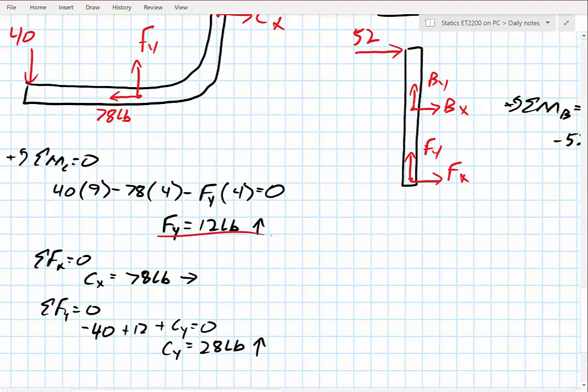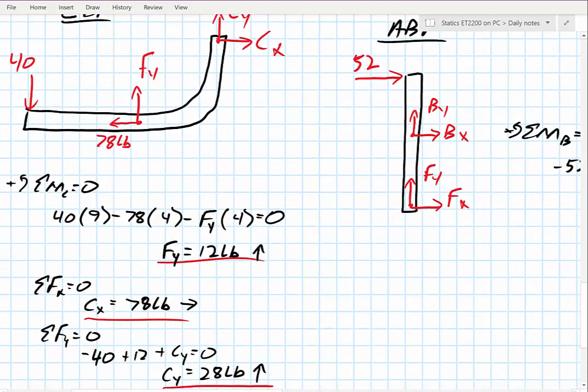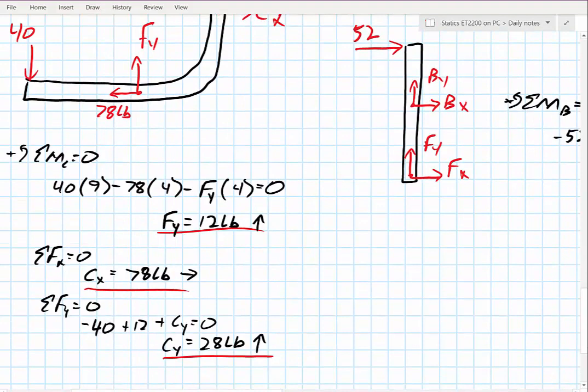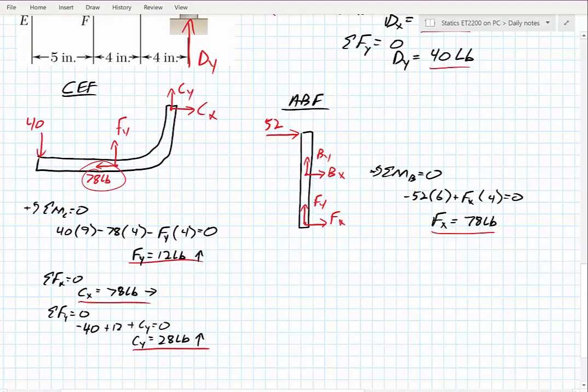So Fy, Cx, Cy, and of course I already have my Fx I found to be 78 pointing to the left. So that's kind of how these problems go. There's no real right way or process you can follow after you get into it. You're just going to have to move member by member to see what you can solve for and work on through.